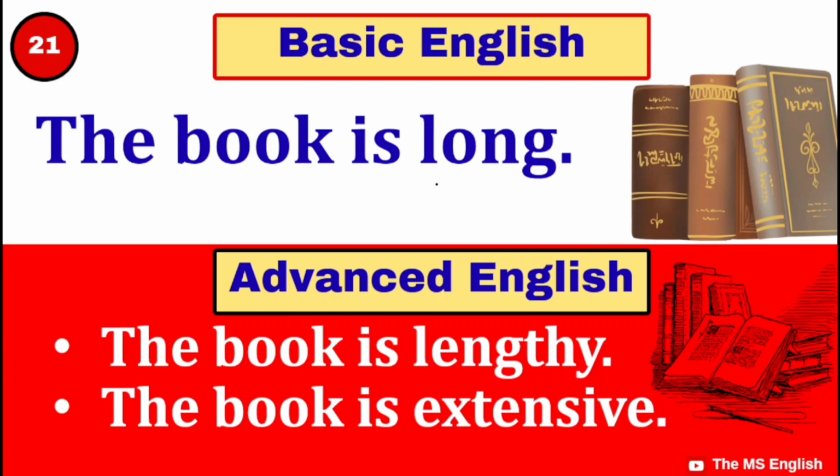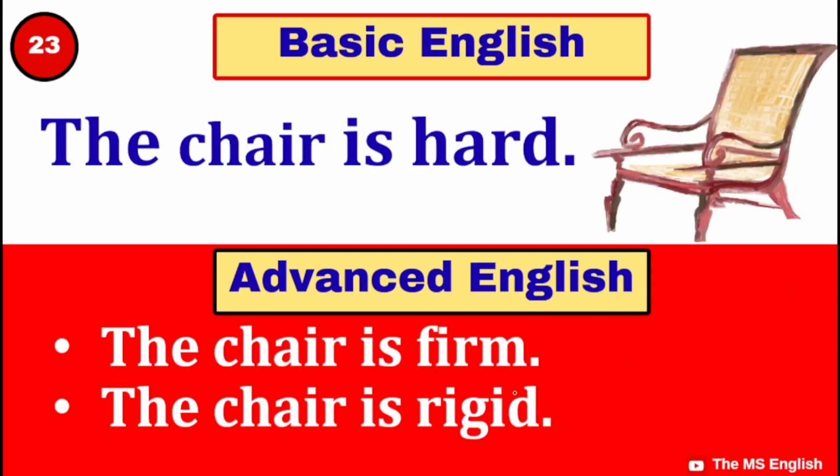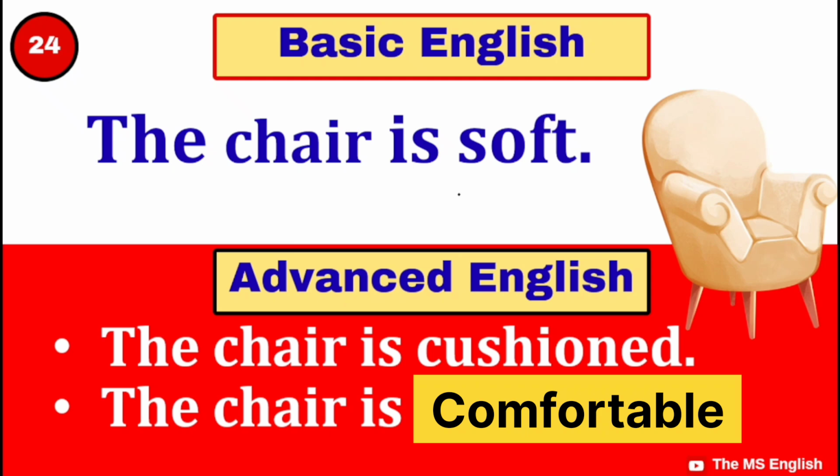The book is long. The book is lengthy. The book is extensive. The book is short. The book is brief. The book is concise. The chair is hard. The chair is firm. The chair is rigid. The chair is soft. The chair is cushioned. The chair is comfortable.